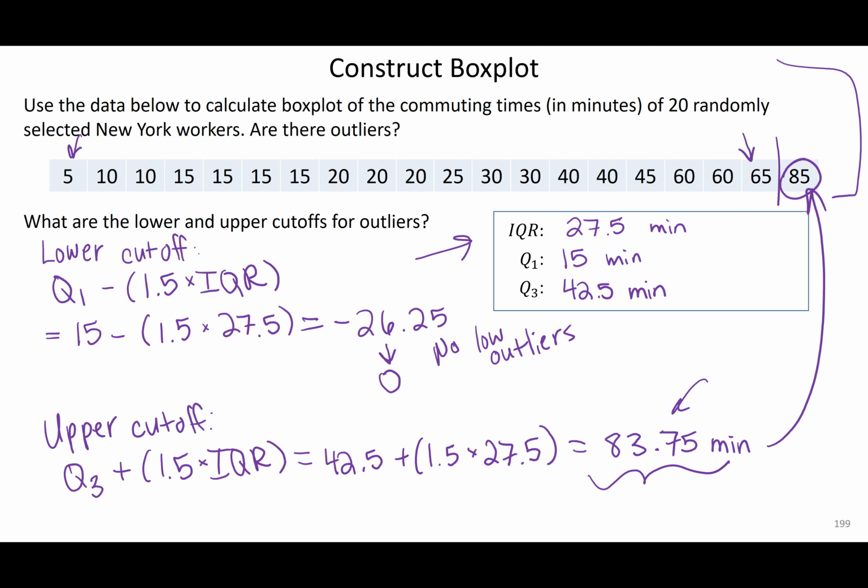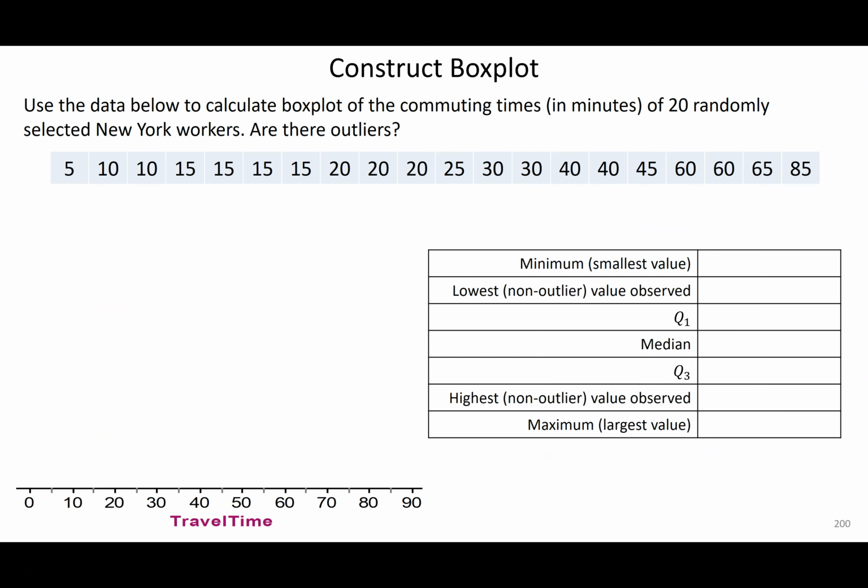65 is as high as it gets before I have any outliers. So 65 is where my upper whisker is going to end. And so we're going to put it together and I'll show you what I mean. So I'm going to put all these values in here. So 5, these are all in minutes. My lowest non-outlier value observed, this is also 5 minutes. These absolutely can be the same.